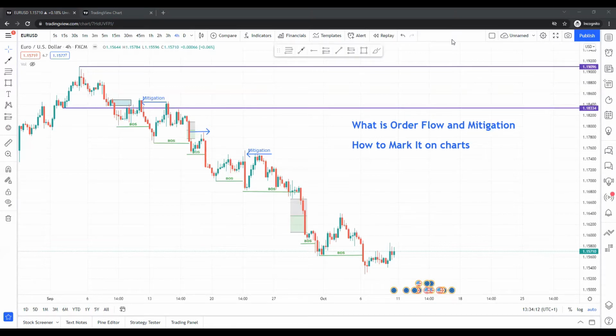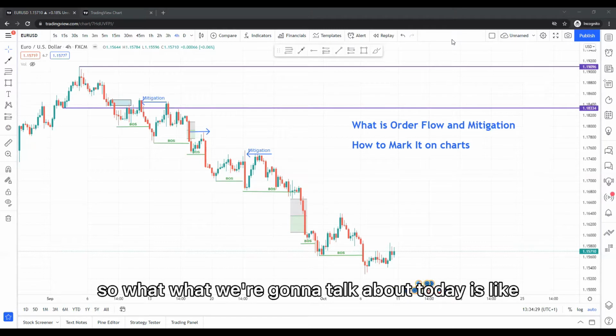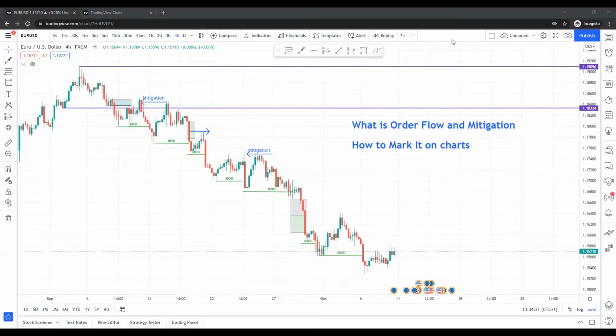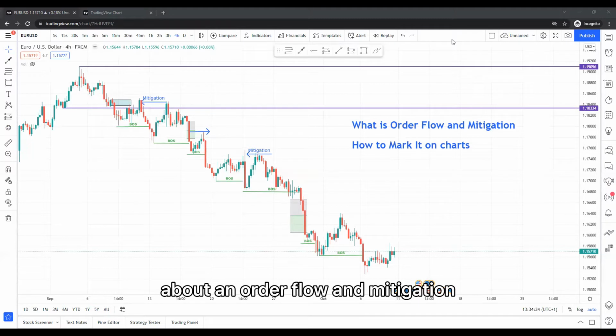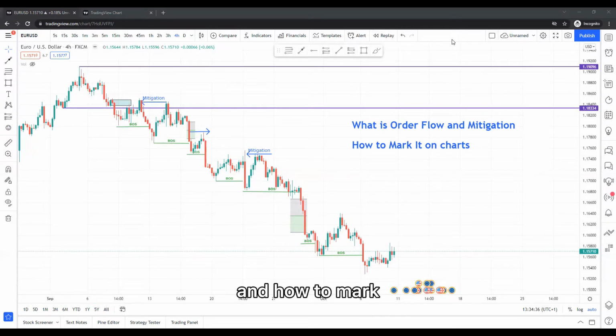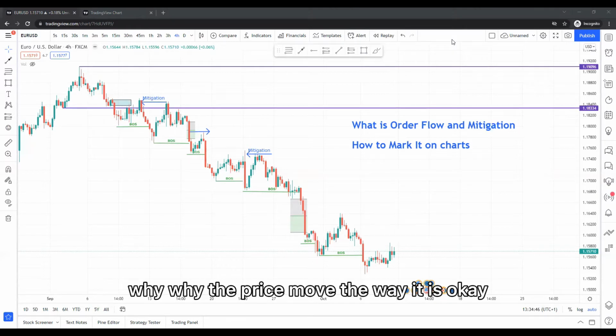Let's jump into the next phase, which is a little bit more advanced than the basic phase, but you need to understand these things in order to fully understand the strategy and how it works. What we're going to talk about today is order flow and mitigation, and how to mark order flow on the chart. It will help you understand why the price moves the way it does.